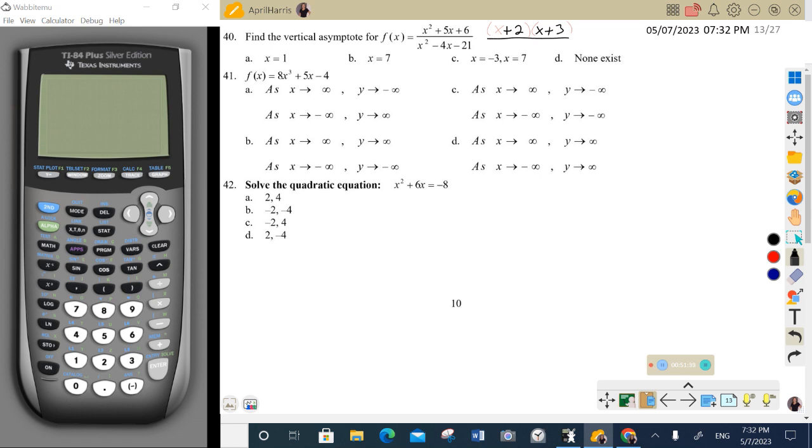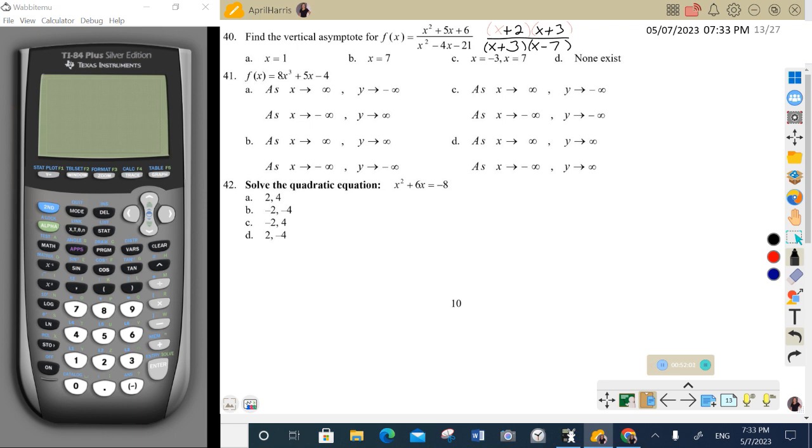In the denominator, you're multiplying to get a negative, so we're going to make 1 positive, 1 negative. Multiply to get 21, difference of 4. 7 and 3. The middle sign's negative, so the bigger number needs to be negative. So minus 7 plus 3. Check your work right there. 3 minus 7 is negative 4. 3 times negative 7 is negative 21.